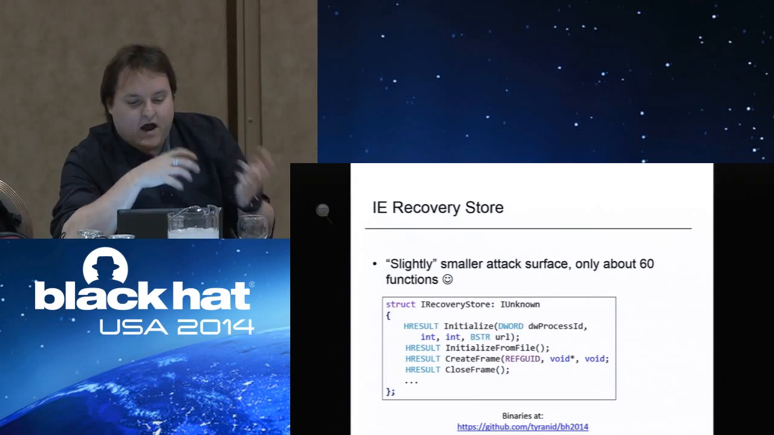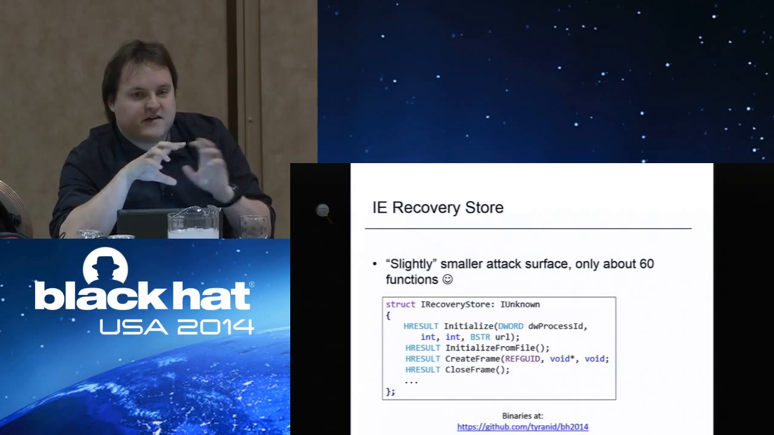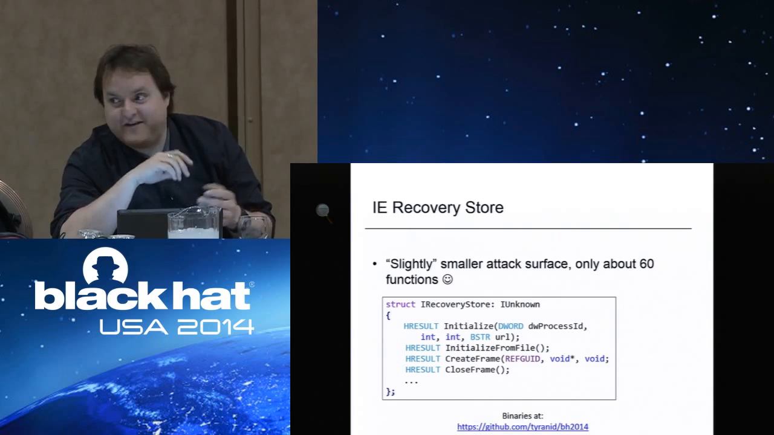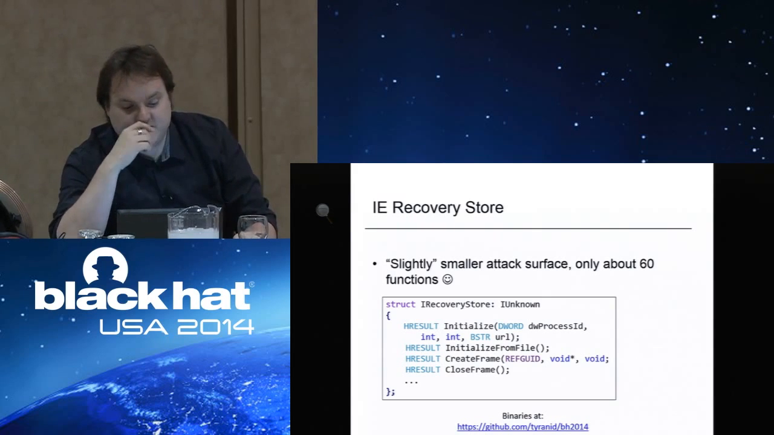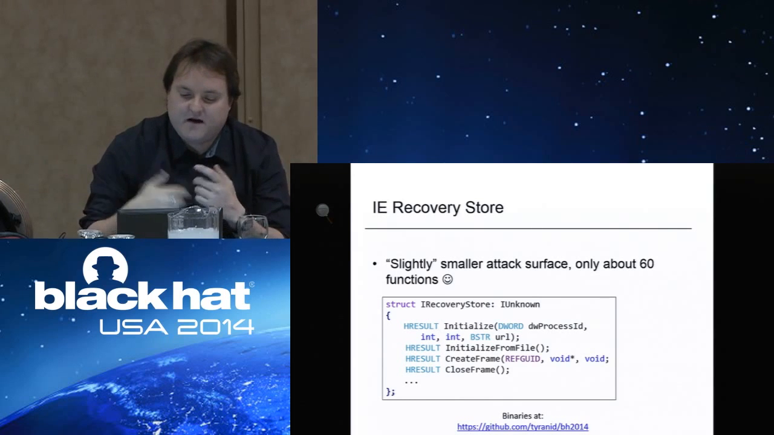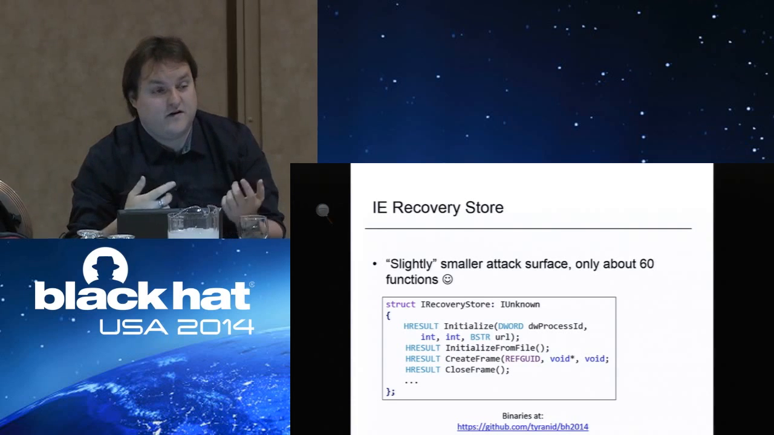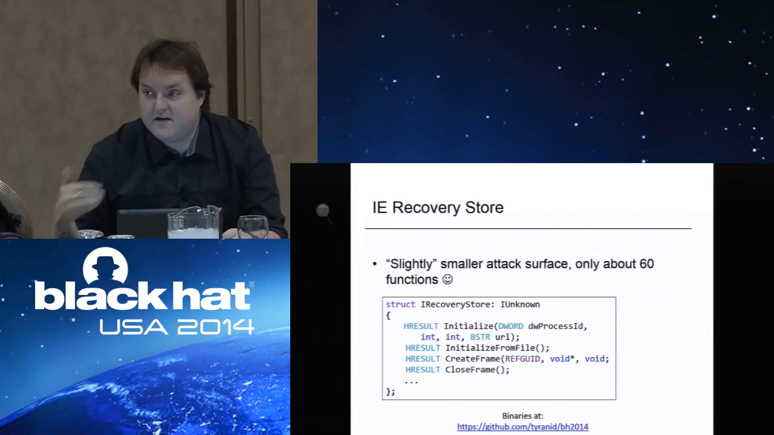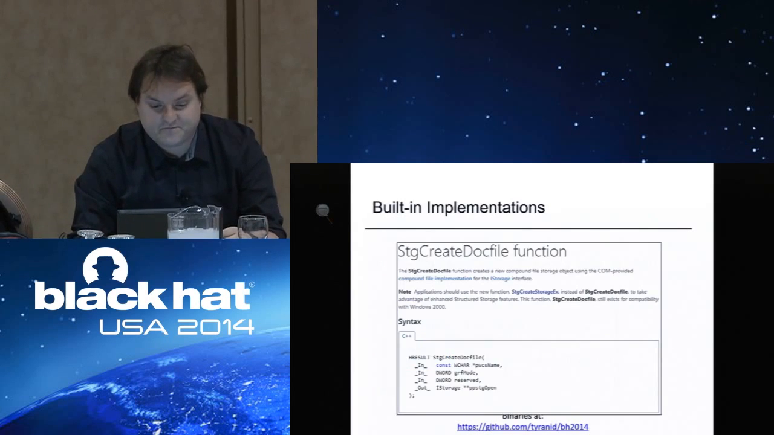So what happens in modern versions of IE, it stores your browsing history so that if your browser crashes, God forbid, like your remote code execution failed, you can come back to that same page and it will know where you were and what your history was. And underneath the hood it uses some other COM infrastructure, the structured storage infrastructure, to actually store these recovery store lists of your history and your tabs, and exposes an interface to allow you to do something with that.